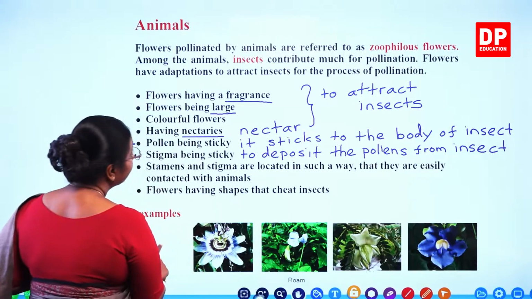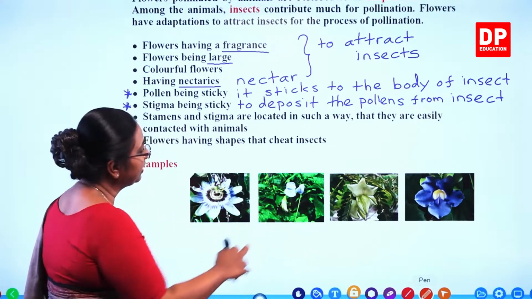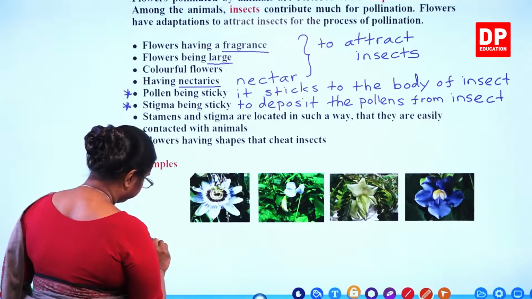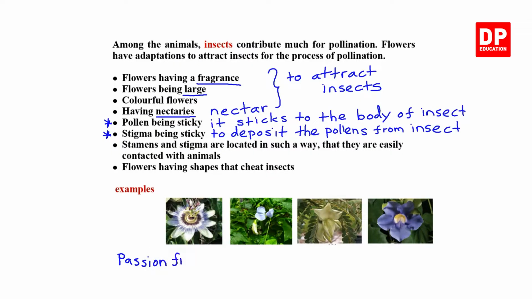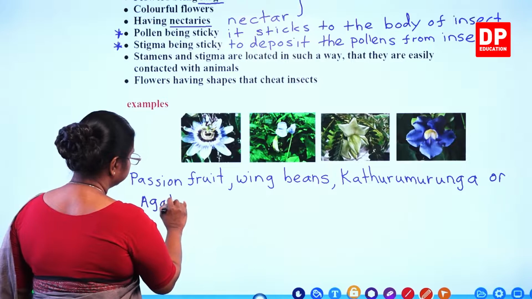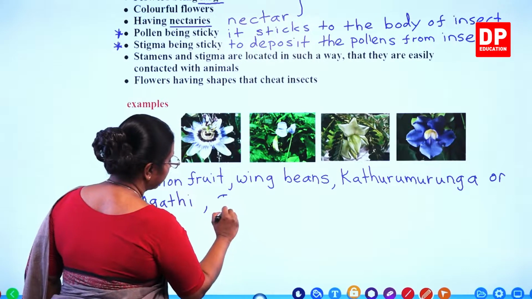Zoophilous flowers. If we look at the examples, now you are familiar with most of these flowers. What are these? The first one is passion fruit. Then this flower is for winged beans. Then we have this flower that is for agati or katurumurunga. And also the last one you can see is Thunbergia.